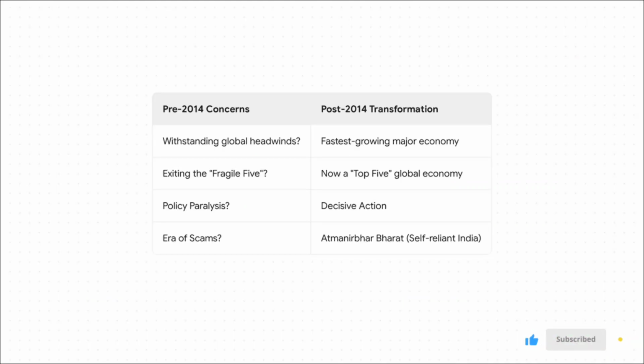You'll see the entire speech is built on this then versus now framework, and that's a critical concept for you to grasp for your exams. On the left, you've got the highlighted concerns from the pre-2014 era, things like being labeled one of the fragile 5 emerging economies because of some major economic vulnerabilities. But then on the right, you see the claimed transformation, becoming a top 5 global economy and embracing this vision of Atmanirbhar Bharat, which, as you know, translates to a self-reliant India.